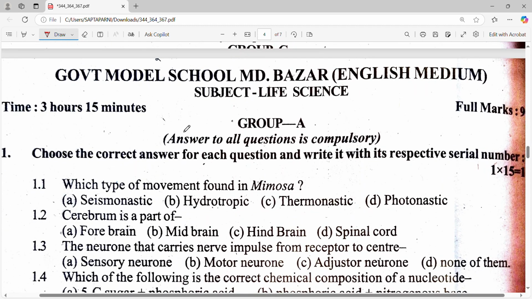Next, page number 364, Government Model School, Mohammad Bajar, English medium. The first question asks, which type of movement is found in mimosa? In mimosa, we can see the seismonastic movement. Then cerebrum is the part of forebrain.